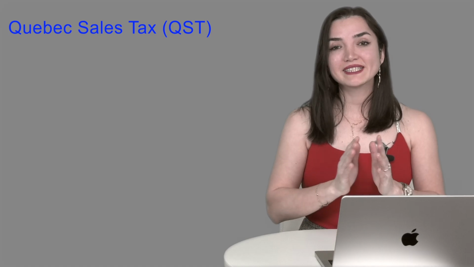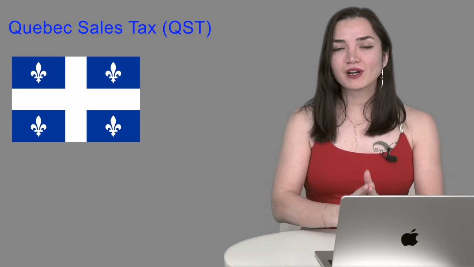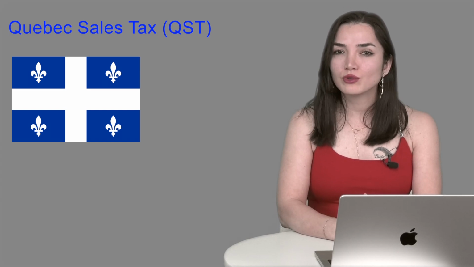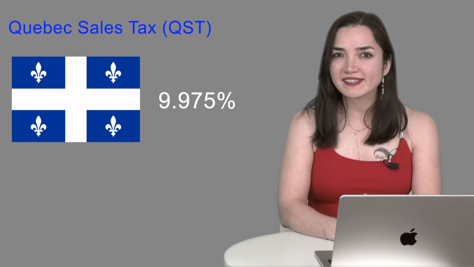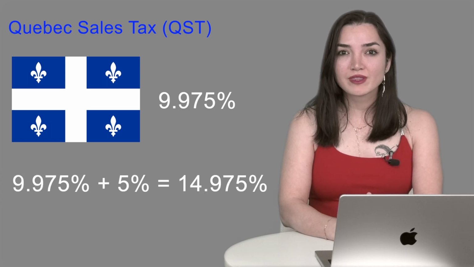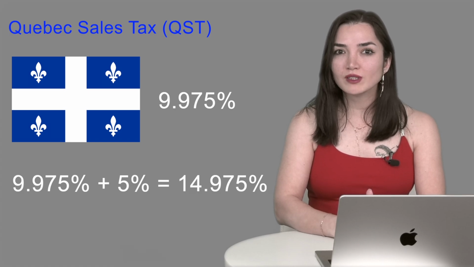4. Quebec sales tax or QST. In Quebec, the provincial sales tax is called QST, set at 9.975%. Combined with the 5% GST, the total tax rate is about 14.975%. Quebec has its own rules and tax agency, so businesses here need to register with Revenue Quebec.